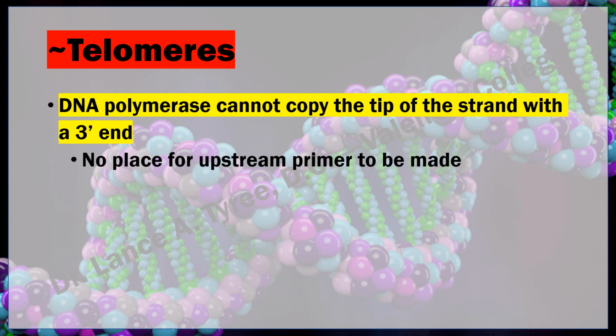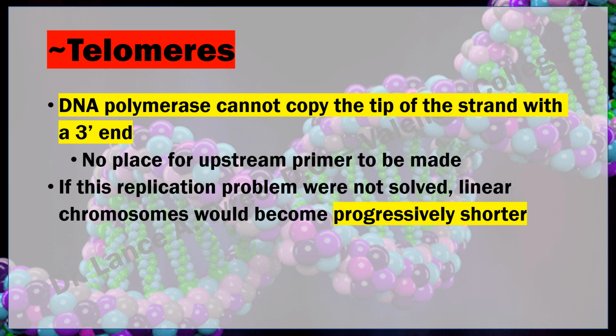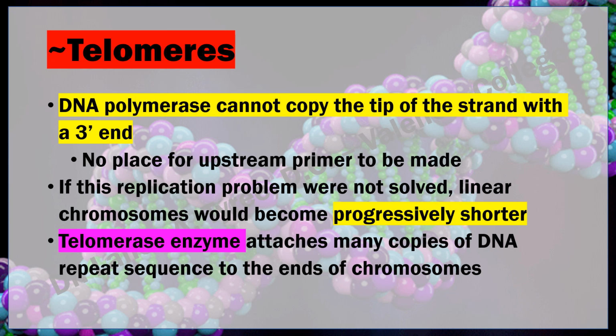So DNA polymerase cannot copy the tip of the strand at the 3' end, so there's no place for an upstream primer to be made. If this replication problem were not solved, linear chromosomes would become progressively shorter. So the telomerase enzyme attaches many copies of DNA's repeated sequence to the ends of chromosomes.